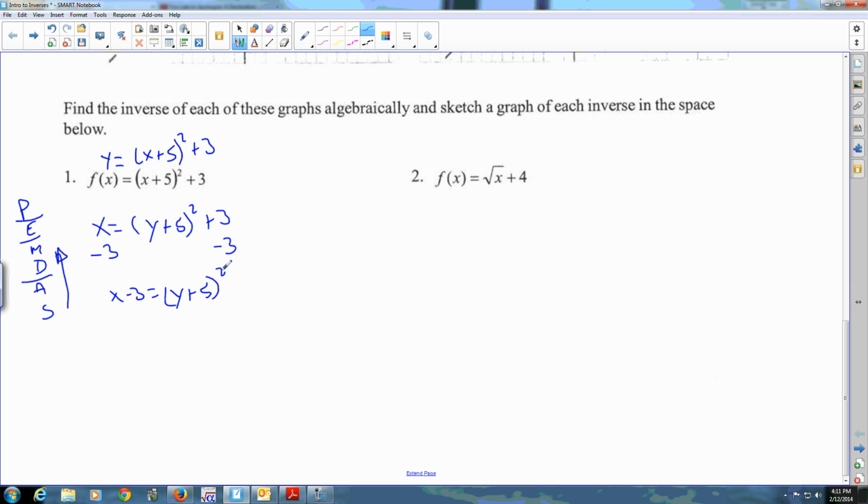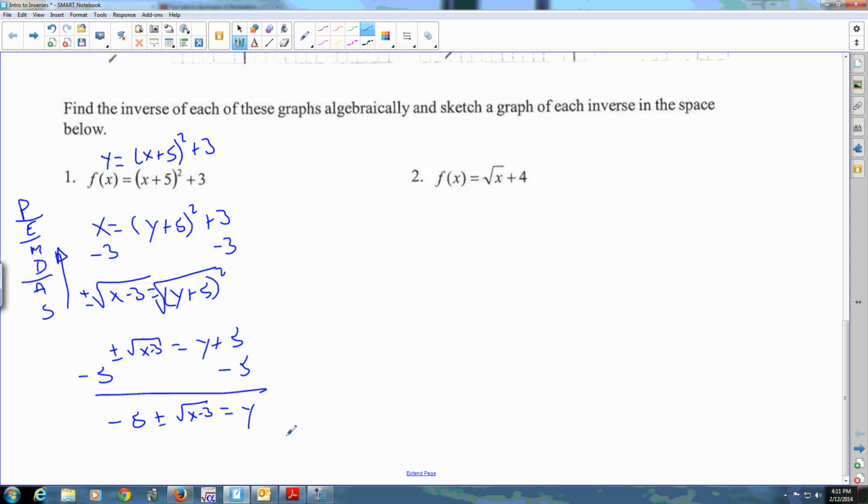I want to get rid of the square. So I'm going to put a square root on the page that wasn't there before. So that's going to create a plus and a minus. So I have plus and minus the square root of x minus 3 equals y plus 5. The parentheses are gone. You return back to the bottom and start the process over again. So I'm going to subtract the 5 from both sides: -5 plus or minus the square root of x minus 3 is equal to your y value.